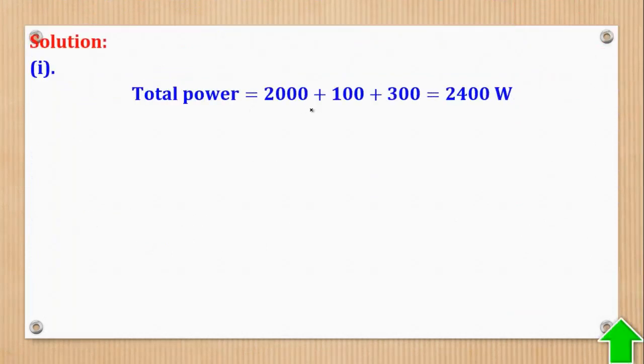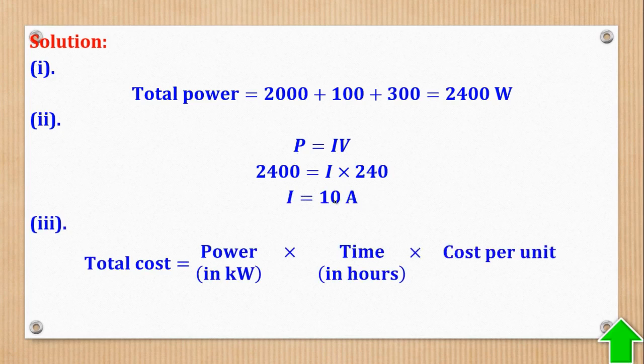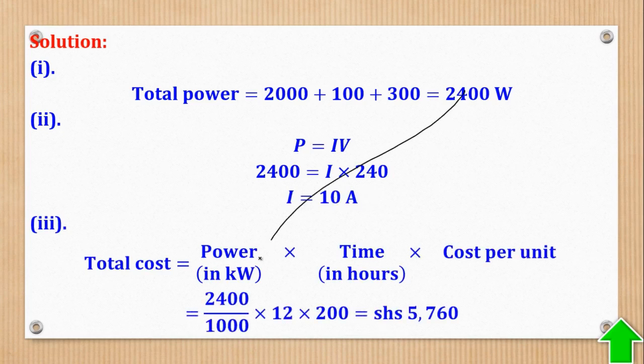So Roman 1 total power will be 2000 plus 100 plus 300, which is 2400 watts. Then for Roman 2, power is equal to IV. Substitute for power, I is unknown, substitute for V, and that will be the current. And Roman 3, we shall quote the formula, then substitute. The power is this, convert to kilowatts, the time is that 12, and the cost per unit is 200, which gives you that as the total cost.